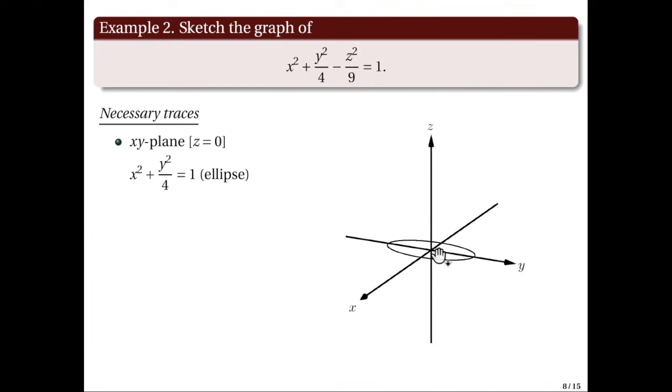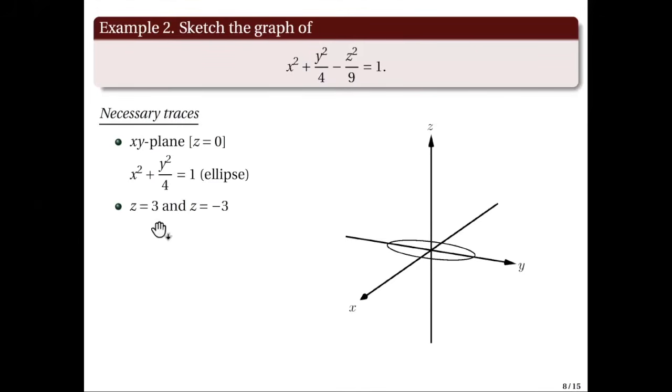For a plane located above the xy plane or below the xy plane, we can take a positive value for z and its negative. In particular, let me take z equal to 3 and z equal to negative 3.